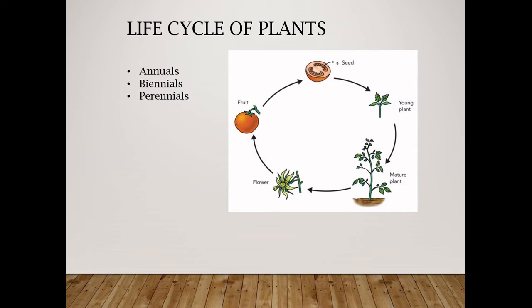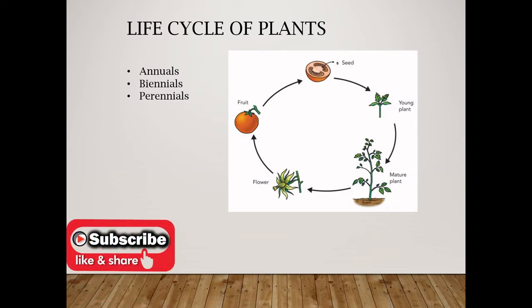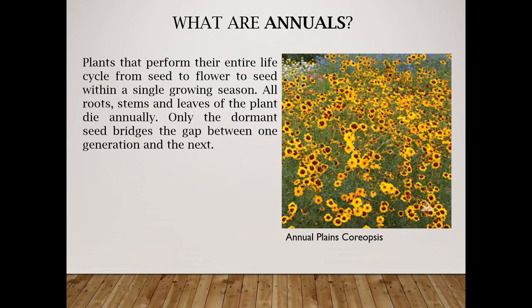What are annuals? To understand it in a simple manner, the plants which complete their life cycle in a year are called annuals. That is, the seeds will grow into plants and we will get fruits all in the one year. And afterwards the plants die. For example, the beautiful yellow and maroon annual plain corapses, which you can see on screen.